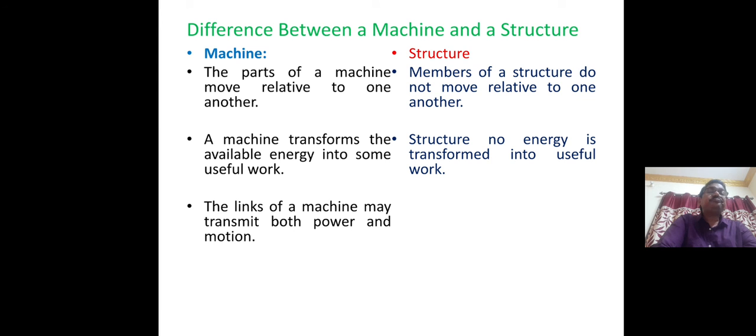The third difference: the links of a machine may transmit both power and motion, whereas the members of a structure transmit forces only. So only forces are transmitted in the structure elements. These are the main differences. This is also one of the important questions: write the differences between, or compare, the machine and structure.